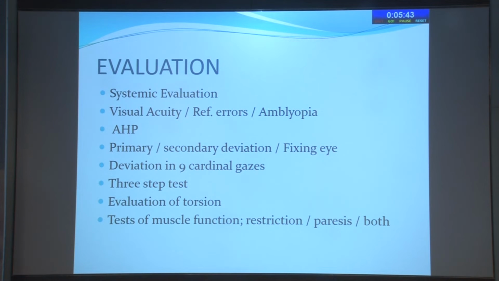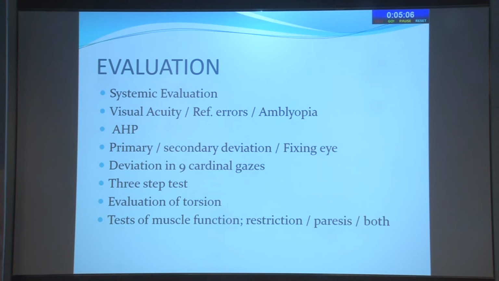Now, in examination, we need to have systemic evaluation, visual acuity, refractive errors, and amblyopia. AHP, I have said, we need to examine what the components are, and is it just a tilt or a face turn, chin up or chin down. Then we need to look at whether there is a primary deviation and secondary deviation, and which is the fixing eye, because that is important at times, because a person may be preferring to fixate with one eye for different reasons. Deviation in 9 cardinal gazes and the 3-step test, and evaluation of torsion is very important in some of these cases, because this may give away the diagnosis.